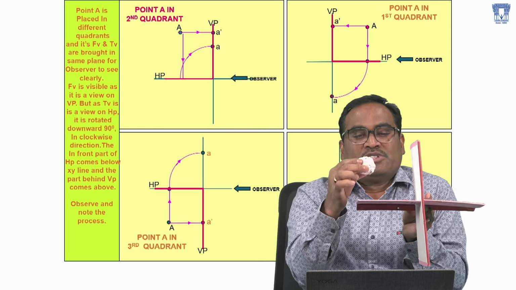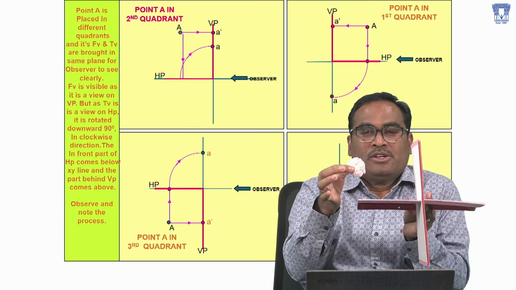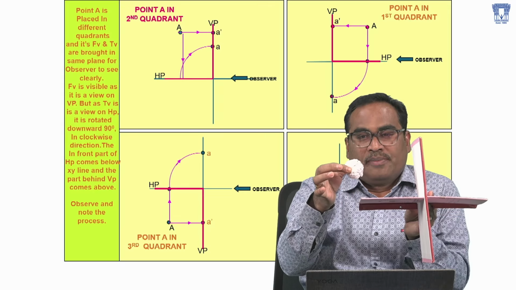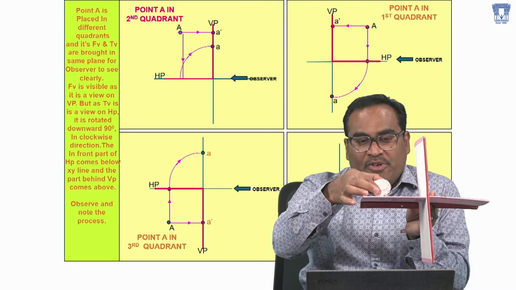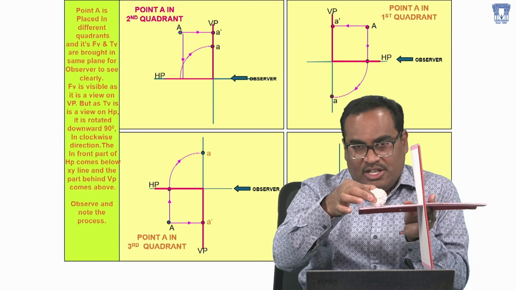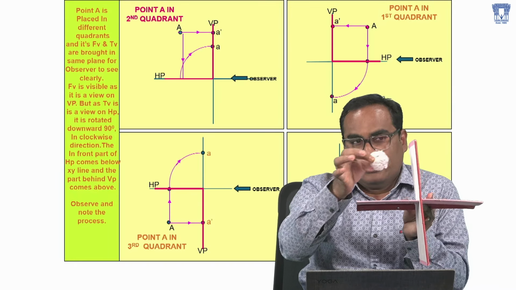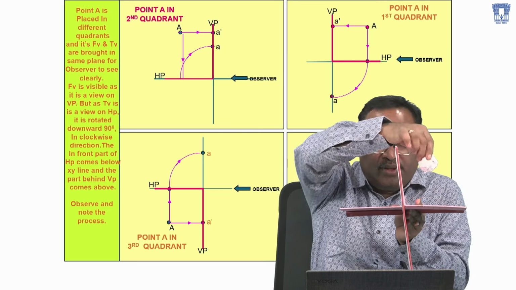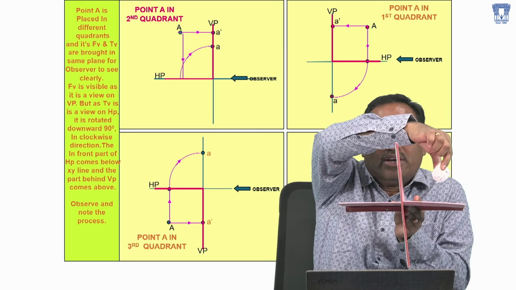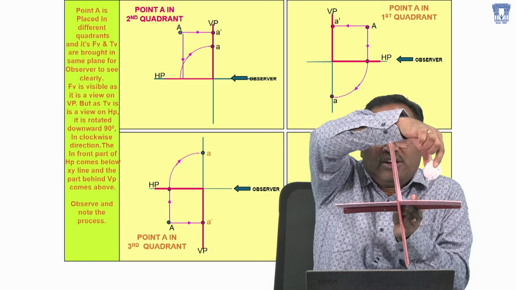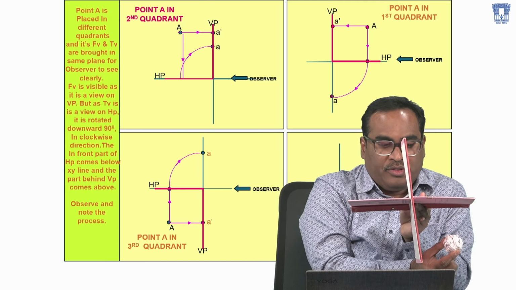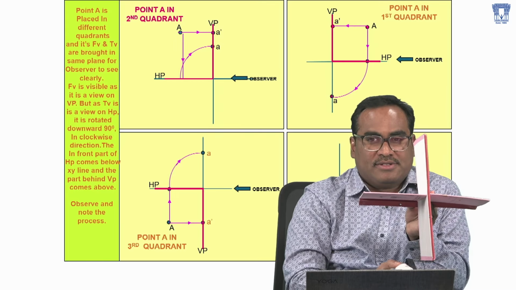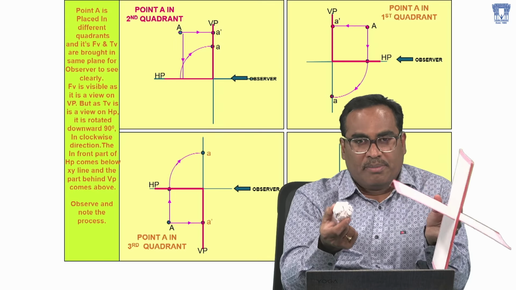Okay, right. Suppose a point is in the first quadrant, how will you project? The front view of the point will be on the vertical plane and the top view of the point will be on the horizontal plane. Look here, front view and top view, same. If a point is in the second quadrant, the front view is on the vertical plane and the top view is on the horizontal plane here also. Top view, front view, like this.